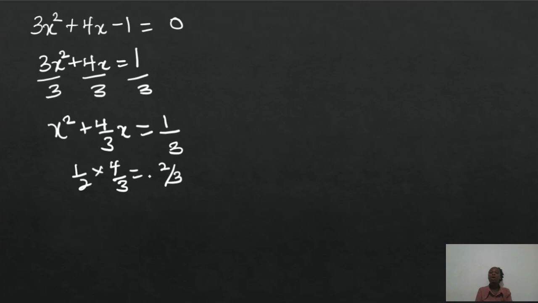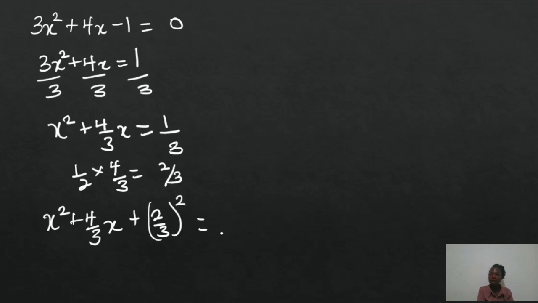Now we are going to square our result, which is the 2 over 3, and add it to the right hand side of the equation and also to the left hand side of the equation. So from here we are going to get x squared plus 4 over 3x plus 2 over 3 all squared equal to 1 over 3 plus 2 over 3 all squared.